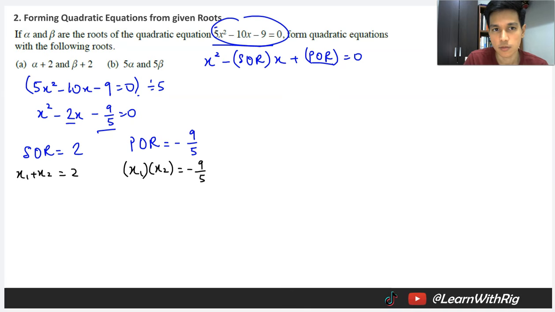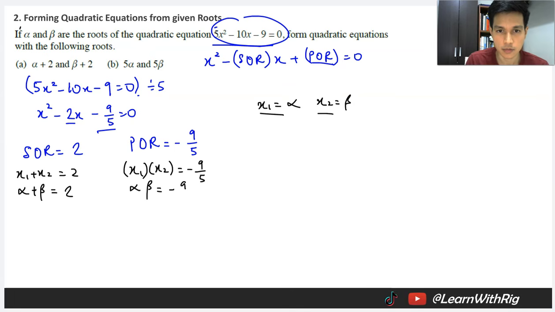But because they are telling you that the roots are alpha and beta, in other words, x1 is equal to alpha and x2 is equal to beta, correct? Because these are the roots. So you can say alpha plus beta is equal to 2, and alpha times beta, that means alpha beta, equals negative 9 over 5. Now you have already found these two equations.